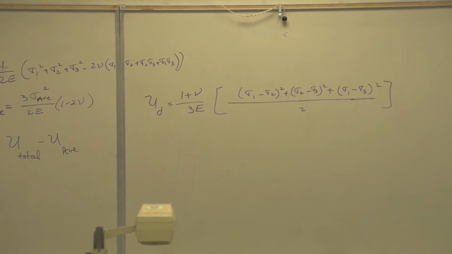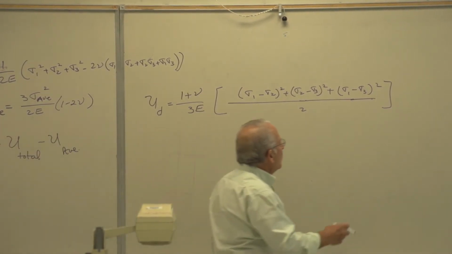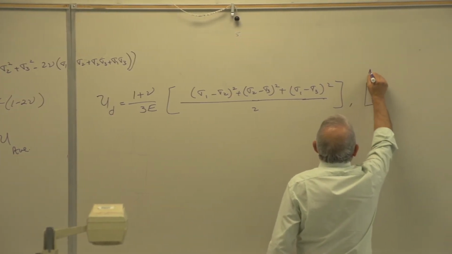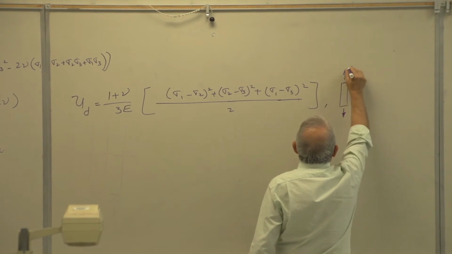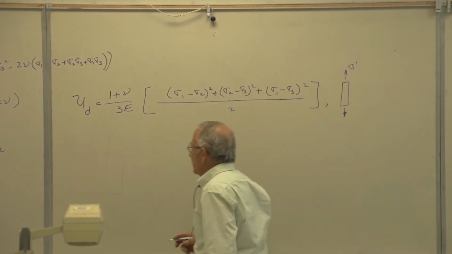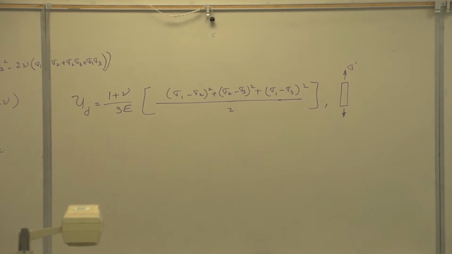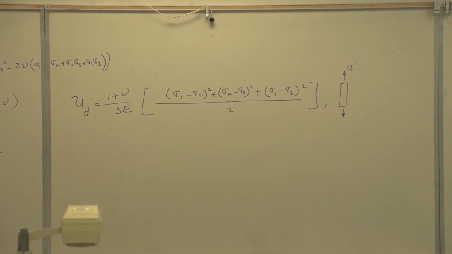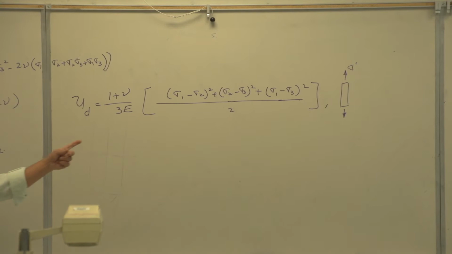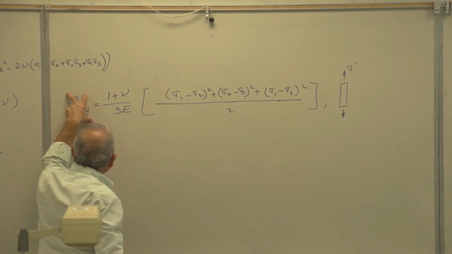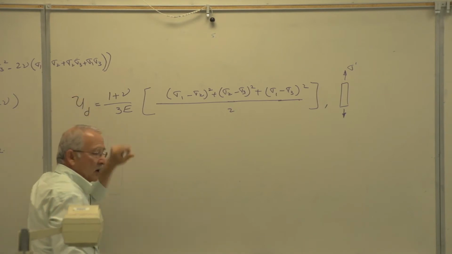Let's say you have a simple tension test and you want to find, here's your simple tension test, and we'll just call this stress not sigma, we'll call it sigma prime. We'll see why. This is nomenclature that's generally used. If I want to find the strain energy due to sigma prime, only due to distortion, how can I do that?